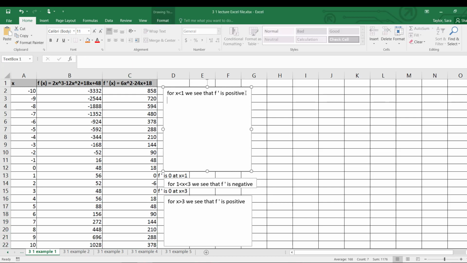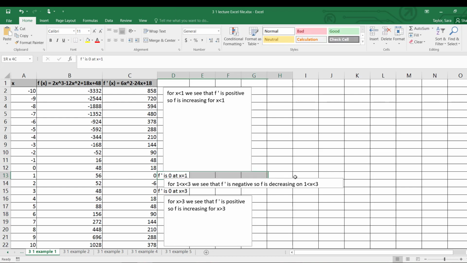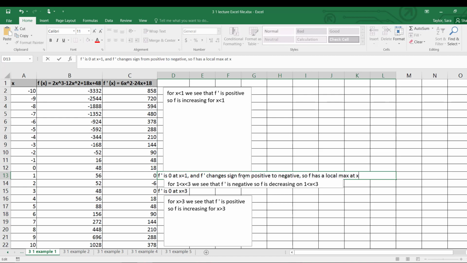So for x less than 1, we have f prime is positive, so f is increasing for x below 1. For the interval 1 to 3, we see f prime is negative, so f is decreasing on the interval from 1 to 3. And for x greater than 3, we see f prime is positive, so f is increasing for x greater than 3. And lastly then, I could make a conclusion here about the local max and min. F prime is 0 at x equals 1, and f prime changes sign from positive to negative. So f has a local max at x equals 1.